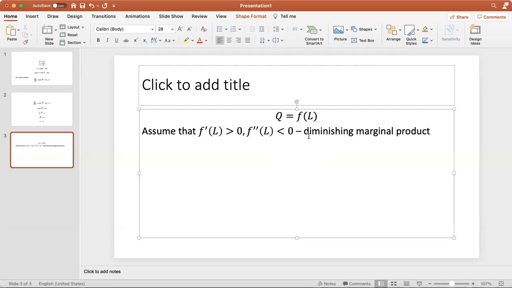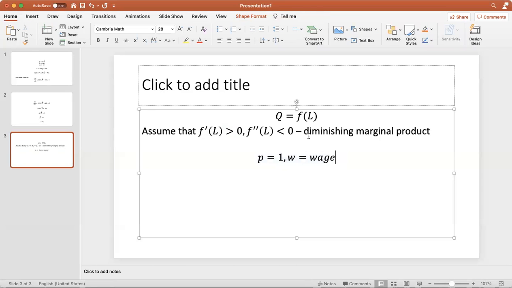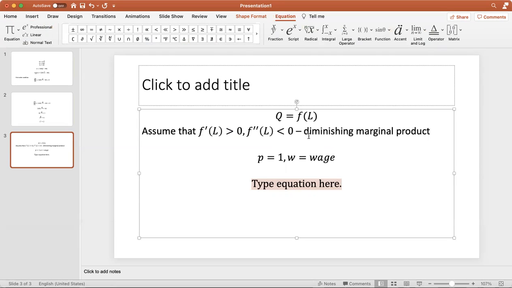Right. So let's suppose that P is equal to 1 and your input price W would be your wage. Right. So no numerical value for wage. So the question is, what would be the first order condition for maximizing profits? What's the first order condition for maximizing profits at L equals L star? So you just need to construct the firm's profit function.